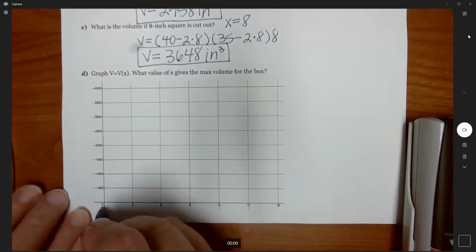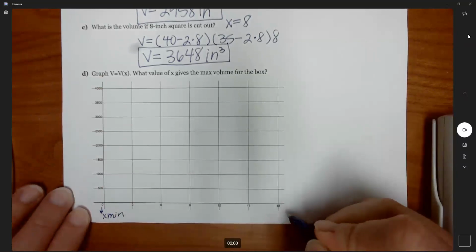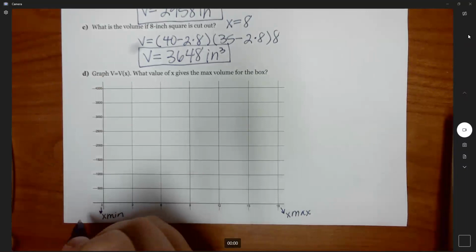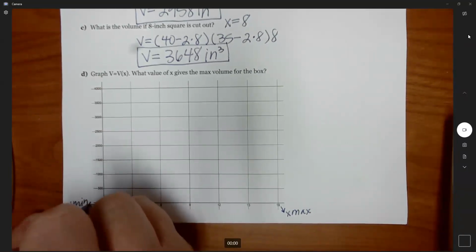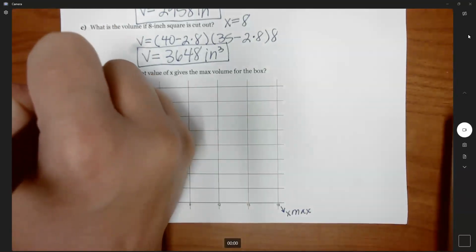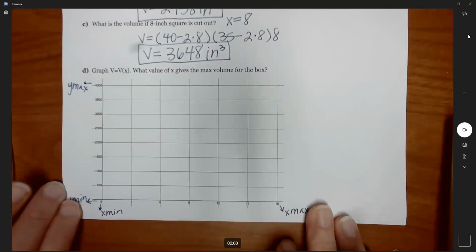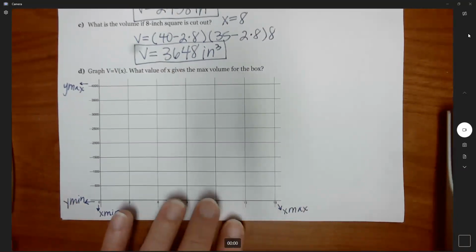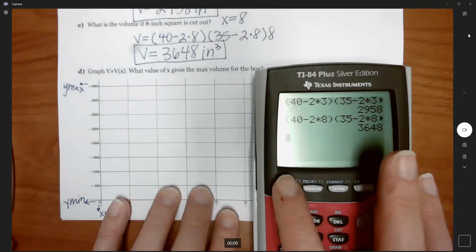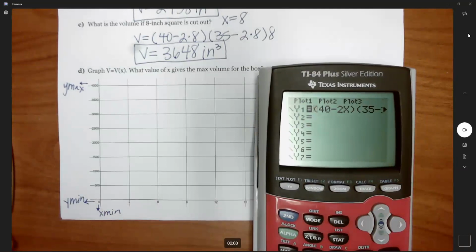Here represents my X min. This represents my X max. This is my Y min and my Y max. So when I graph, I need to change that, and I'll show you why in a second. To graph, we're going to go into Y equals, and what do you know? I already have this typed in.